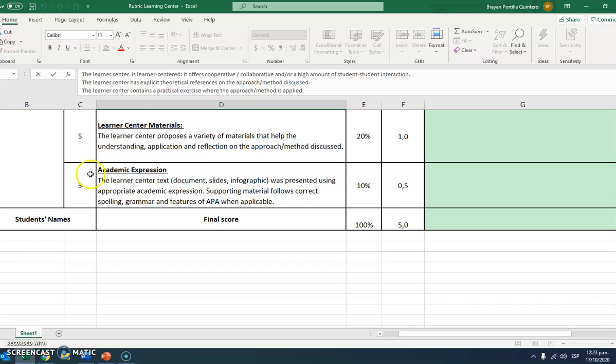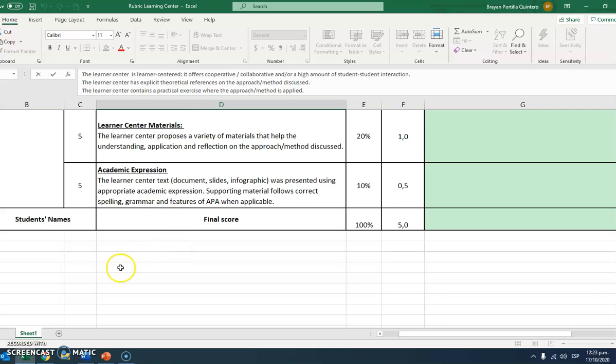And of course, I am expecting that you include your document. It can be slides, it can be a Word document, it can be any type of work, presenting academic expression correctly, so that you include your references, that the titles are very well written, indentation for first lines, and the different suggestions that are in the APA guide that was provided for you.